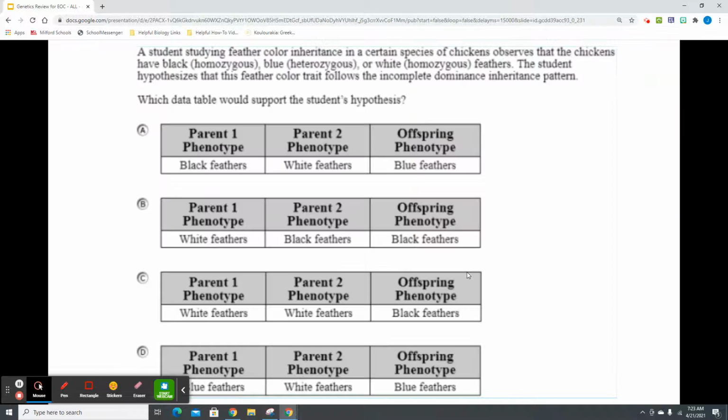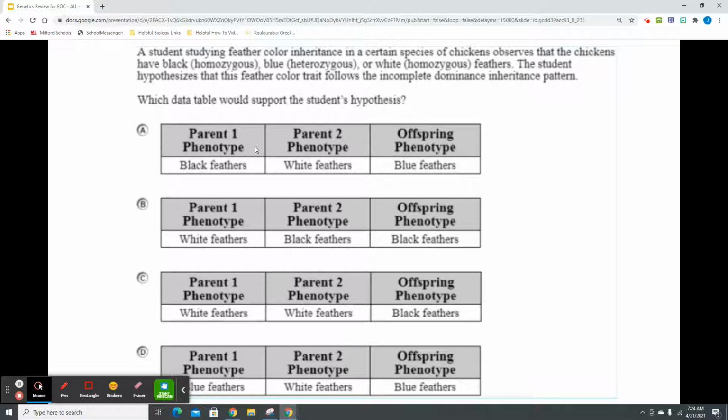All right, let's take a look at another example. This is from the state test. It says a student studying feather color inheritance in certain species of chickens observed that the chickens have black homozygous, blue heterozygous, and white homozygous feathers. The student hypothesized that this feather color trait follows the incomplete dominance pattern. So incomplete dominance would mean that they would blend. So white and black would blend together. It says, what data would support this hypothesis?